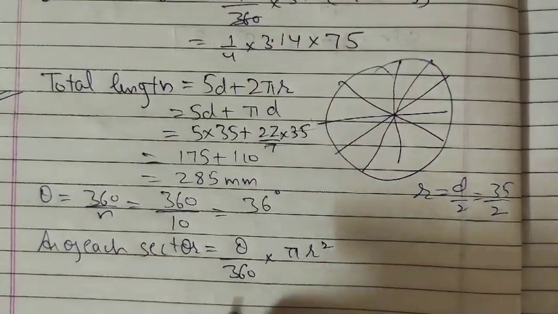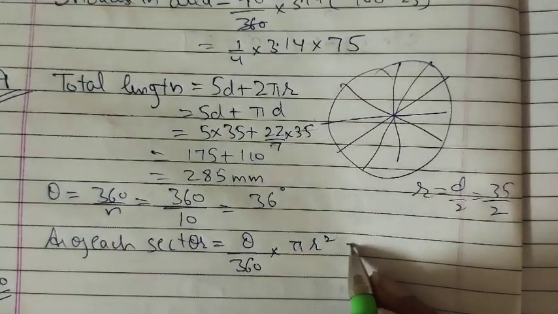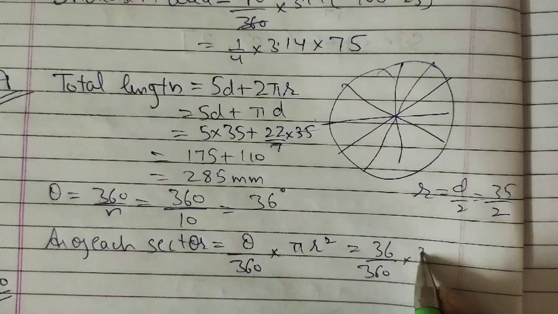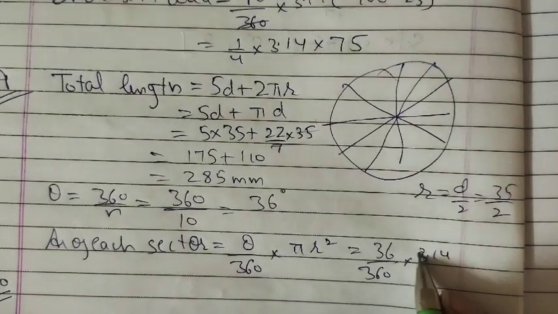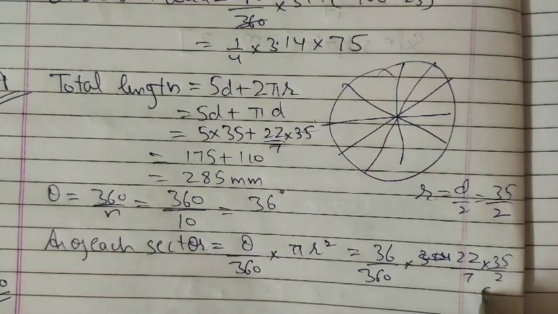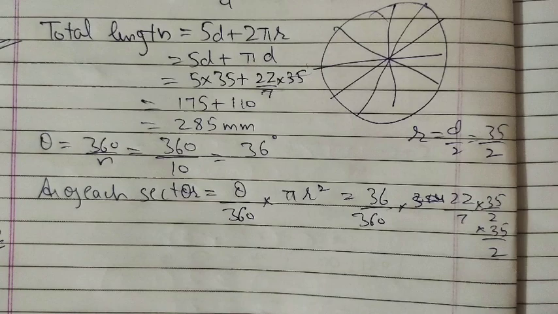Question number 9, very simple, only calculations are involved. It is 36 upon 360 multiplied by 22 by 7 multiplied by 35 upon 2 multiplied by 35 upon 2. Just solve this and you will get the answer.